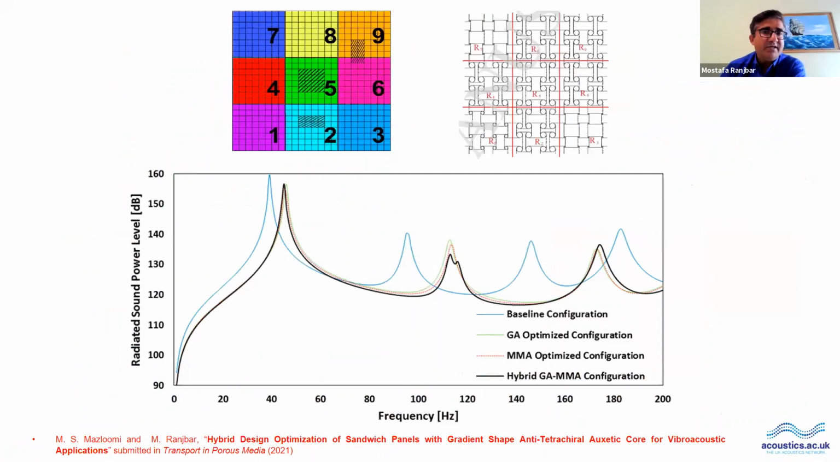We had another result in our paper in 2021, where we also used gradient topology optimization for an antitetrachiral structure. Here you can see the initial design with the same internal radius for all of the cells. Then we had genetic optimization.